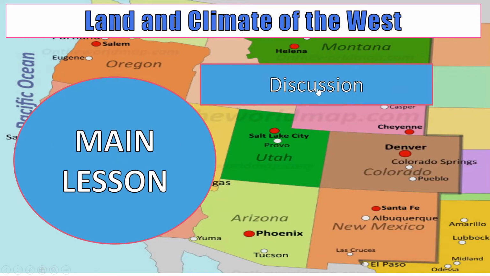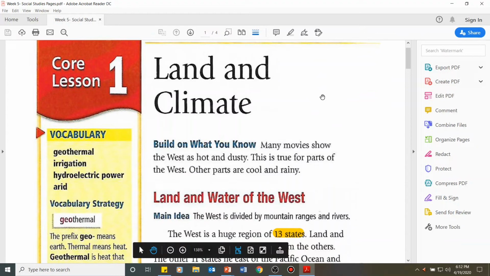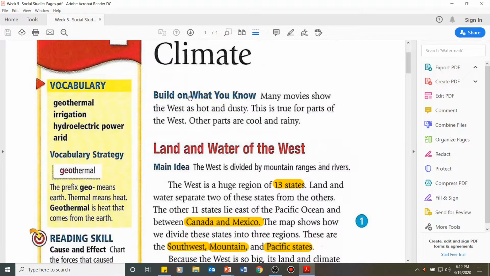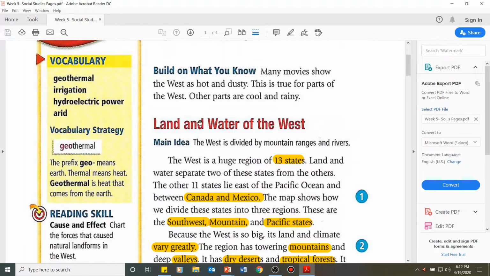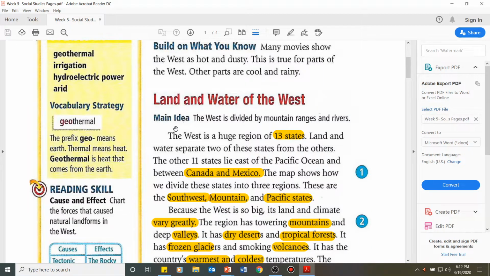Let's start discussing the land and the climate. This is the first page of the lesson: land and climate of the West. Build on what you know. Many movies show the West as hot and dusty. This is true for parts of the West. Other parts are cool and rainy. So, land and water of the West. What's the main idea?